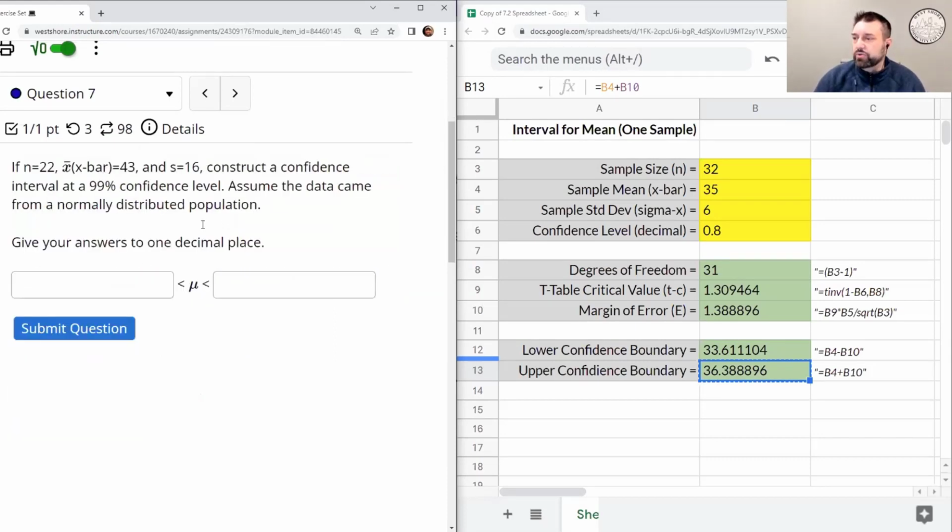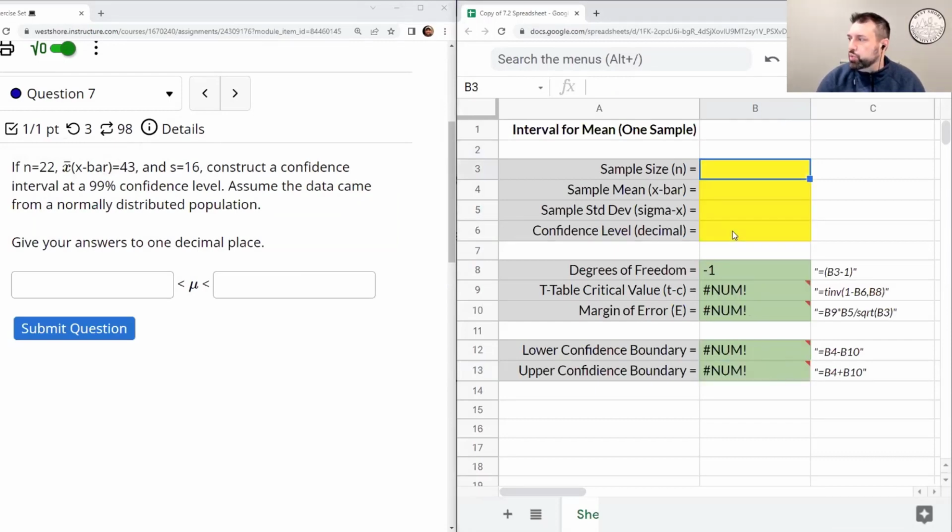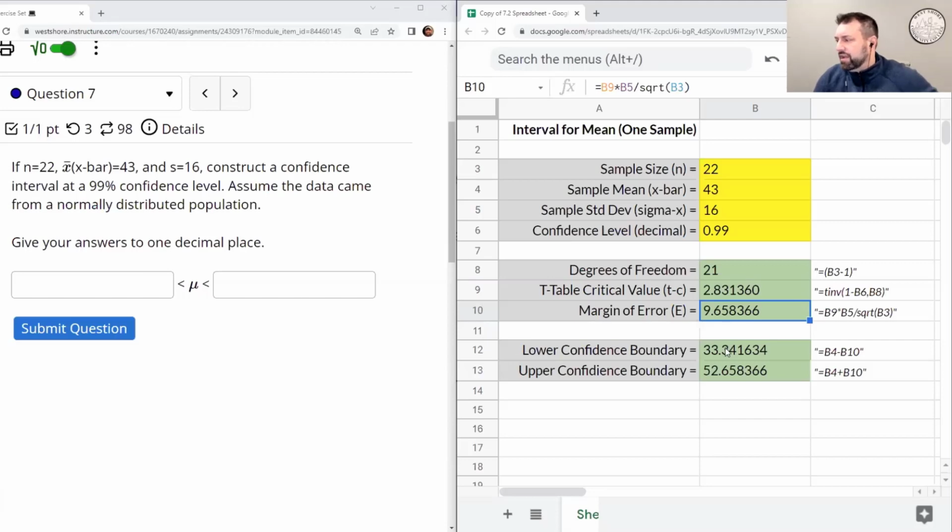So I'd click in here and do a similar question. In this case, my n value is 22. My average is 43. The standard deviation is 16. And my confidence level is 0.99. So here's my degrees of freedom. Here's my t score, my modified z-score. Here's my margin of error. Wow, big margin of error. And here is my lower boundary. And here is my upper boundary.